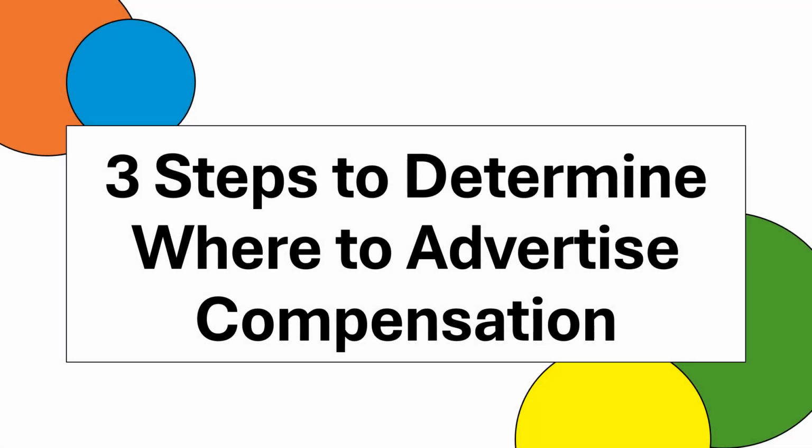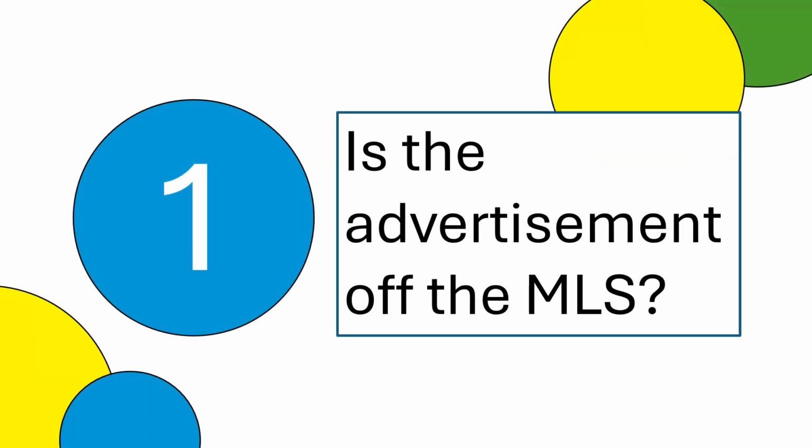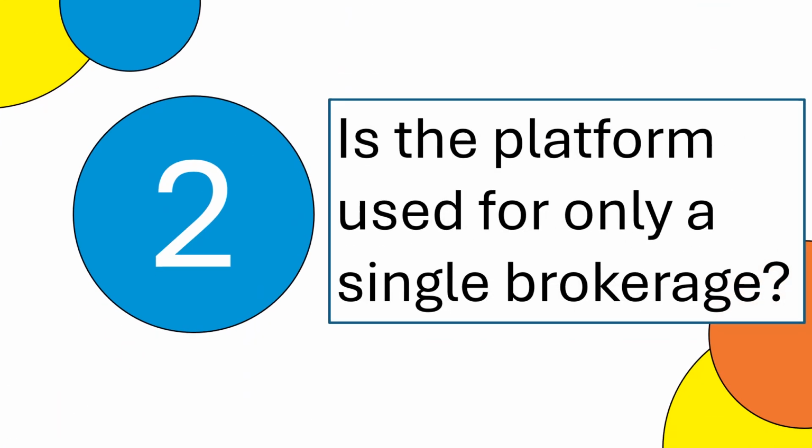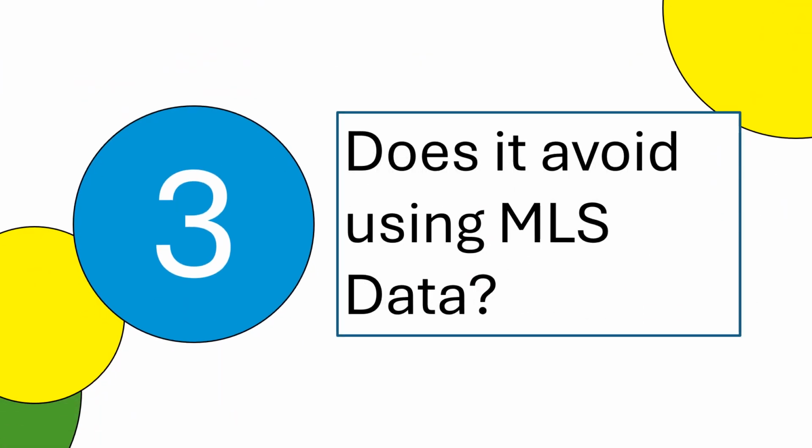Having trouble determining where you can advertise compensation after the MLS changes? Ask yourself these 3 questions. Most importantly, is the advertisement off the MLS? All compensation advertisement must be off the MLS. Number 2, is the platform used for only a single brokerage? And number 3, does it avoid using MLS data?